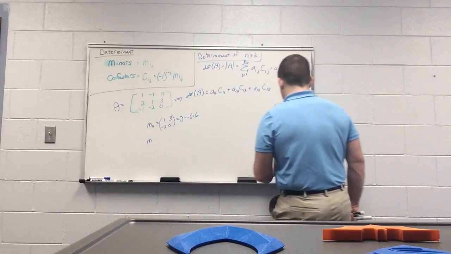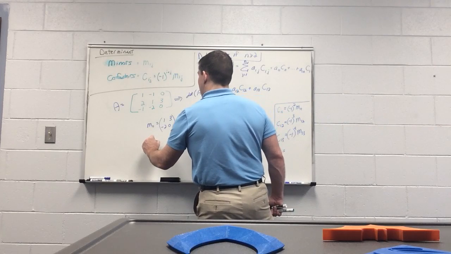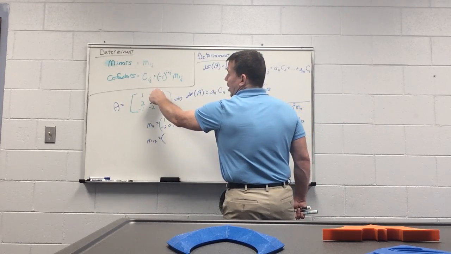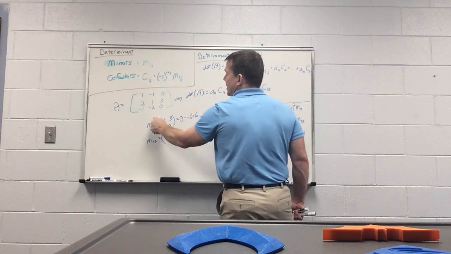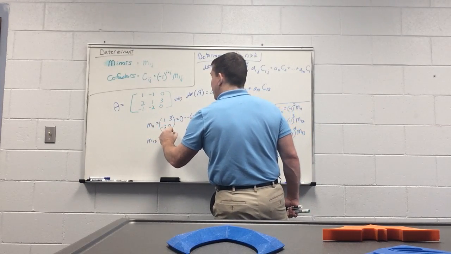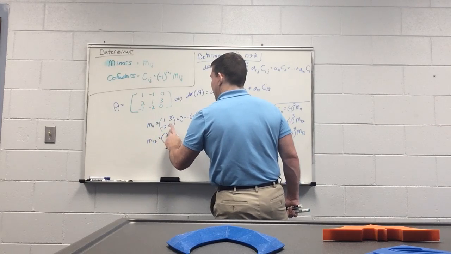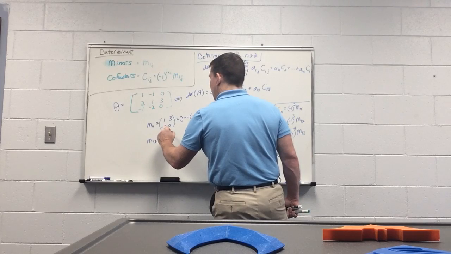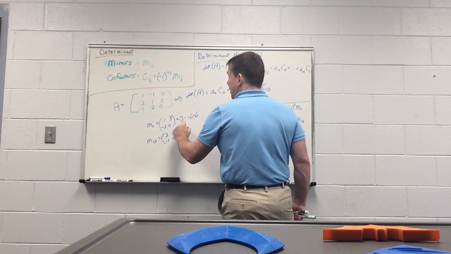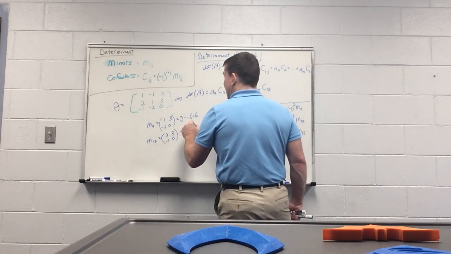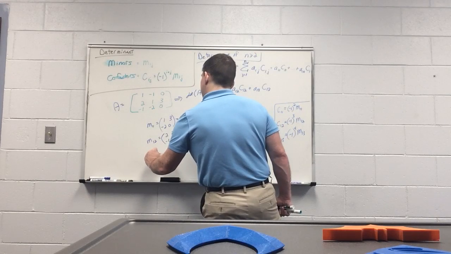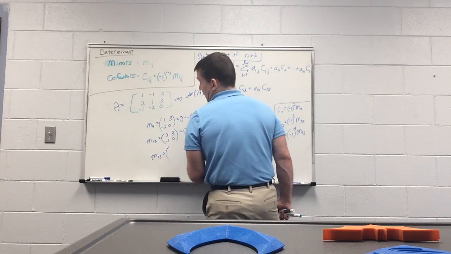I'm going to need M12. So I do the same thing. First row, second column. I cross out this row and this column. I'm left with 2, 3, negative 1, 0. 2 times 0 is 0. Minus 3 times negative 1 is negative 3. And I get 3. Then I need M13.